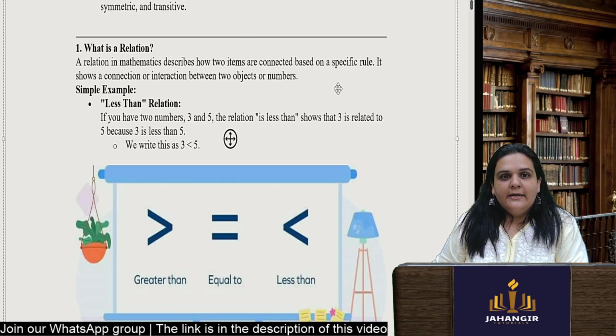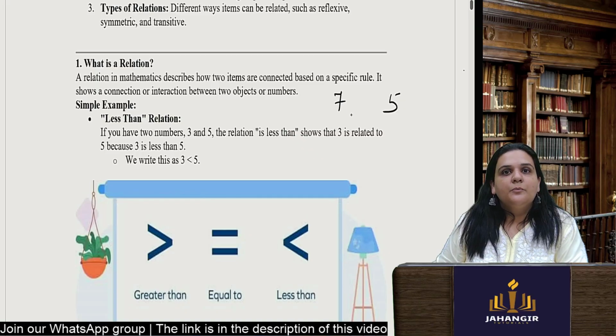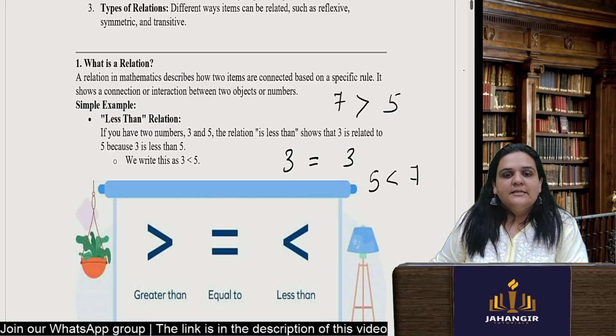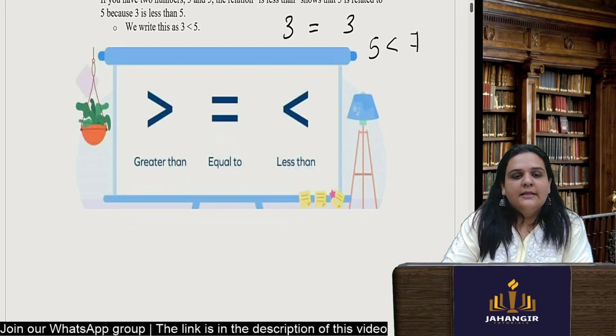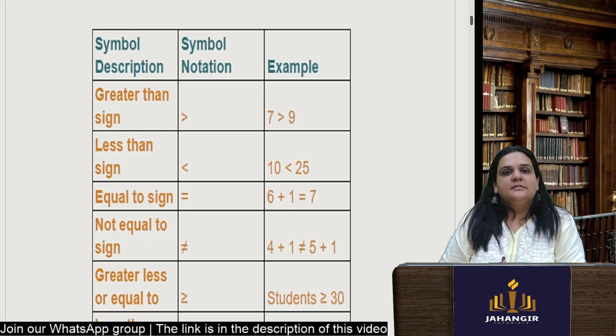So if I am writing the numbers 7 and 5, and I am asking you to put a greater than sign, it will be like this. If I am writing 3 and 3, it will be an equal to sign. If I am writing 5 and 7, it will be a less than sign. So the relationships are greater than, equal to and less than. These are the symbolic descriptions.